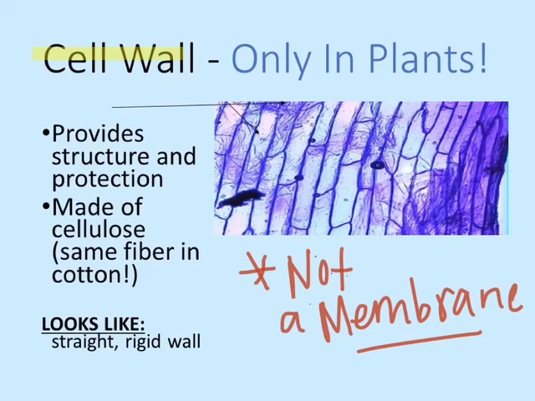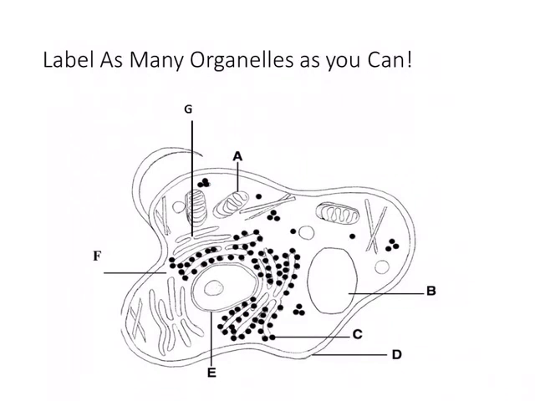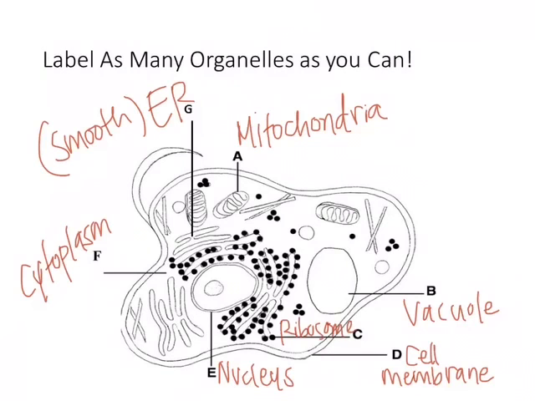It will not bend. Okay, pause the video and try to label these organelles. Then start it again and see if you got the answers right. Okay, here are your answers. You should have gotten that A was the mitochondria, B was the vacuole, C was the ribosome, D was the cell membrane. If you said cell wall because that looked really thick to you, that's acceptable. This is the nucleus, cytoplasm, the filling, ER, technically smooth because there's no ribosomes. However, I'm not super worried about you knowing the difference.